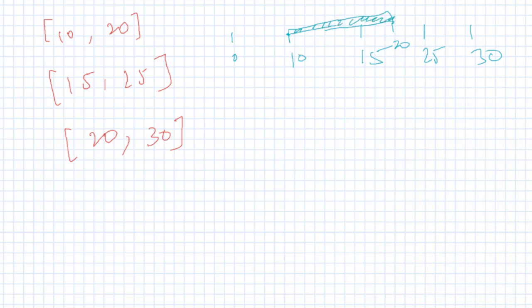Coming to the second one, it says 15 to 25. Now you can see that this part is already occupied, so you are having a collision or double booking. So this cannot be added. Then coming to the third one, 20 to 30. You can see this 20 to 30 is still empty, so you can add this. That's what we need to do.